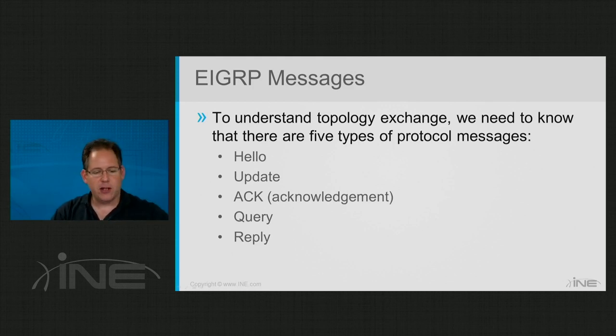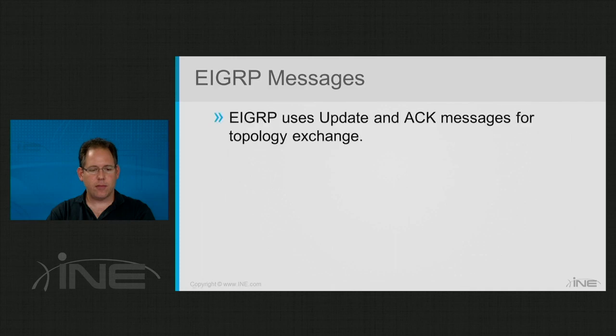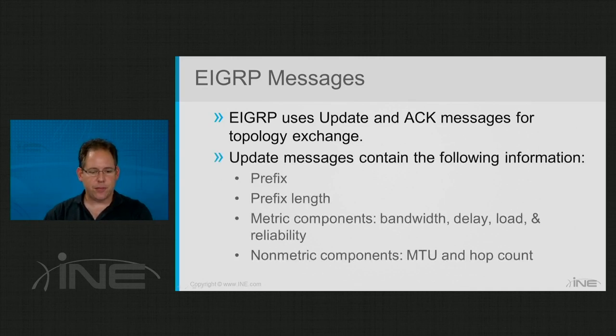Okay, so we've already looked at the different types of messages. Haven't really spent any time yet with queries and replies, but we'll get to that, and I'll even do a lab showing you that. So it uses update and ACK messages for the topology exchange. All right, so what is actually inside of the update? Well, it depends. It depends if I'm sending an EIGRP internal update or an EIGRP external update. Let's take a look at that. It's actually pretty interesting, the different formats of the update depending on what's in there.